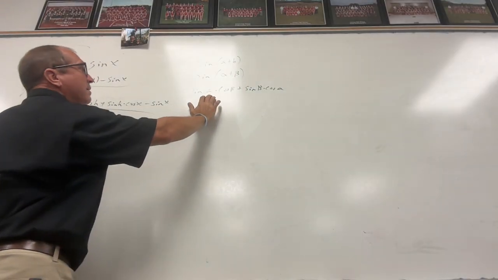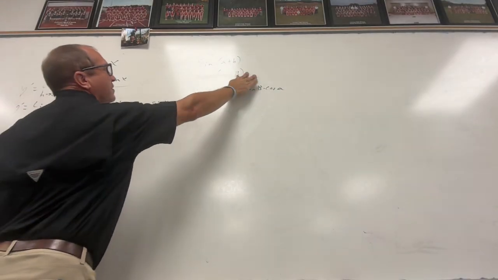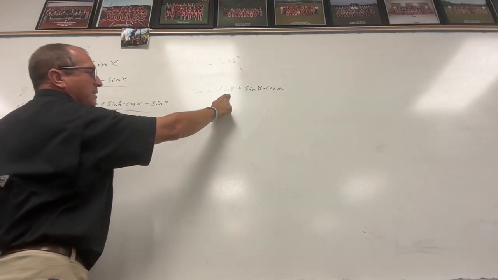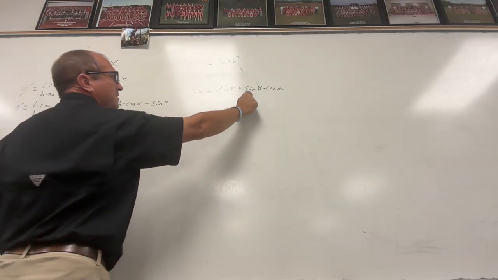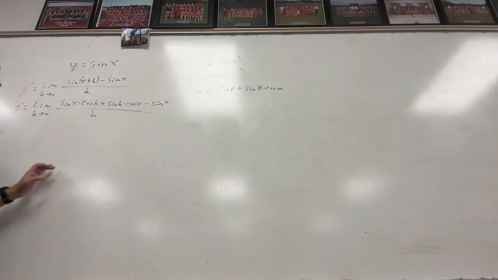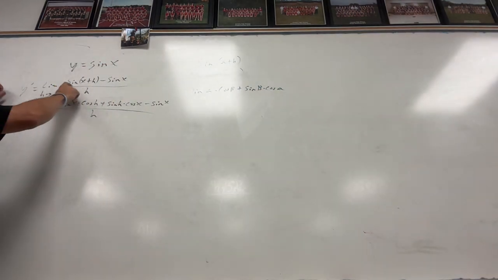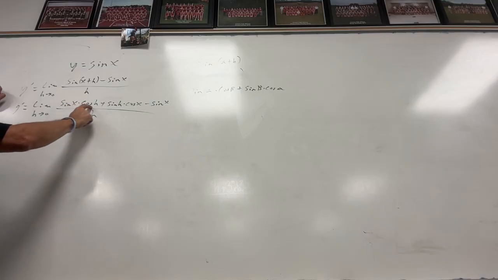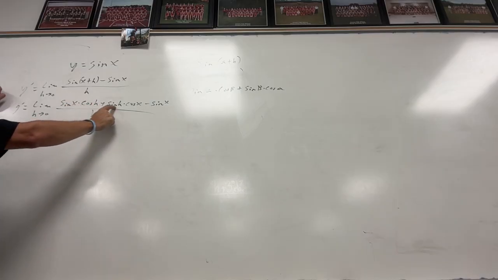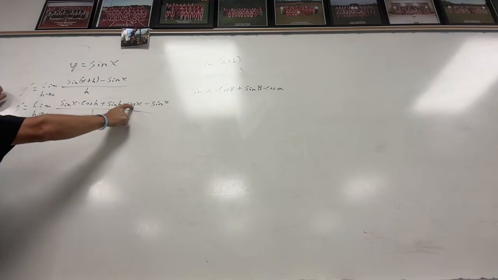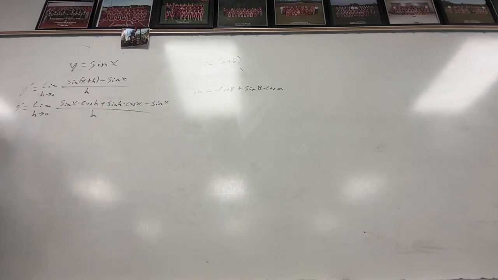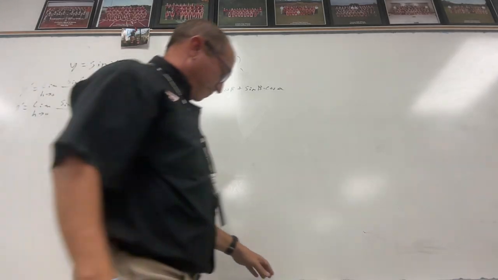formula for sine and recognize that if I have the sine of a plus b, it's the sine of a times the cosine of b plus the sine of b times the cosine of a. So in the case of the sine of x plus h, I've got the sine of x times the cosine of h plus the sine of h times the cosine of x, and then I'm still subtracting from it the sine of x, so it's all over h.